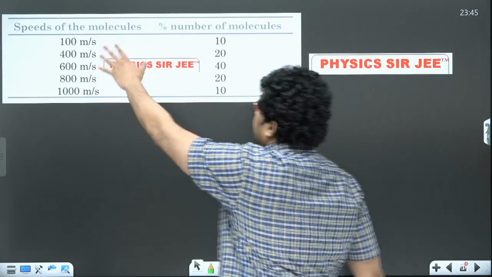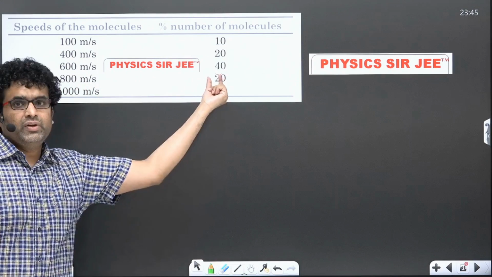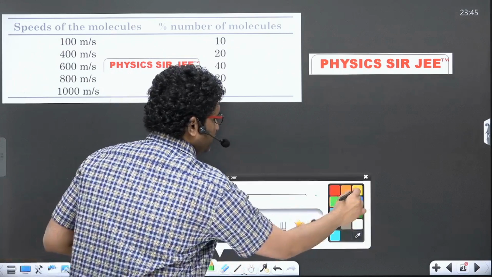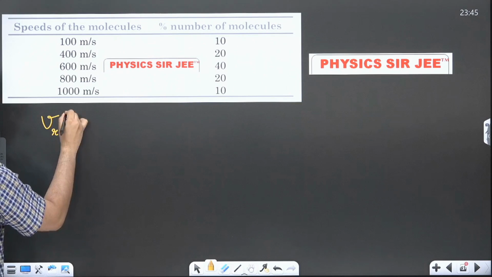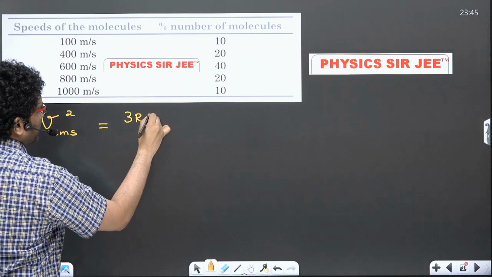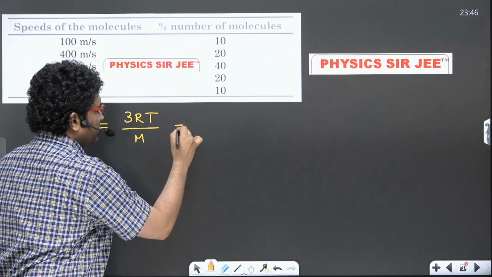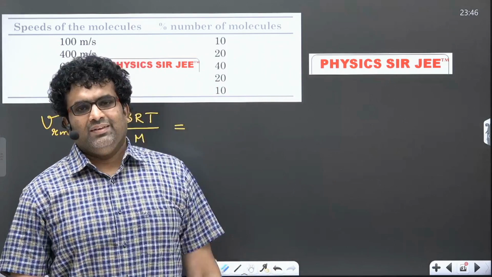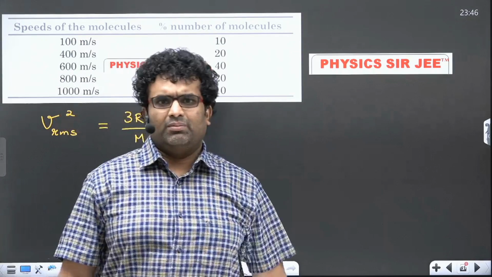Imagine I pick all these numbers. Initially, this 800 meter per second set of 20% molecules are also there. So if I try to write the value of the VRMS square, which is equal to 3RT by M, it would have been simultaneously equal to the sum of all sets of squares of velocities divided by the number of molecules that are there.